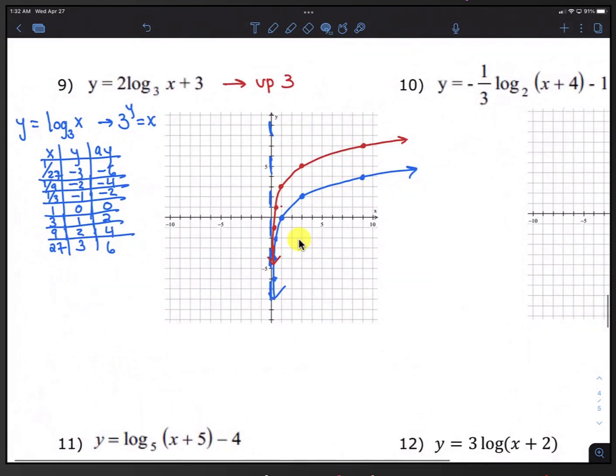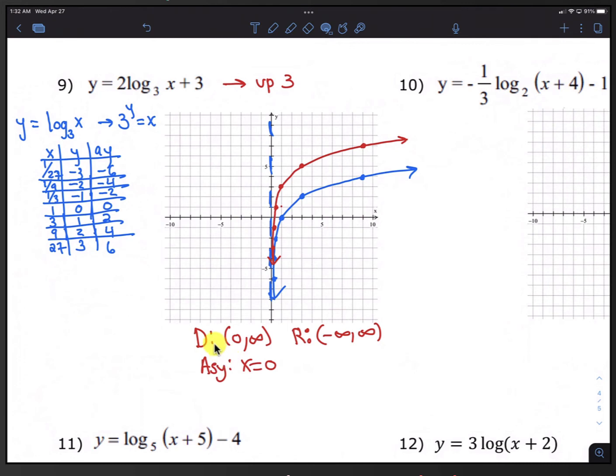Now let's talk about the domain, range, and vertical asymptote. Domain starts at the vertical asymptote of 0 and then goes to infinity. The range goes down to negative infinity and then up to positive infinity. And the vertical asymptote is just x equals 0.